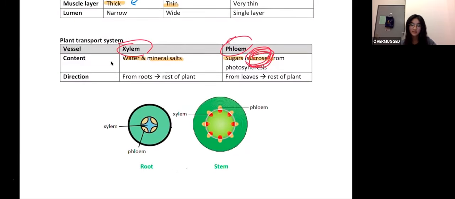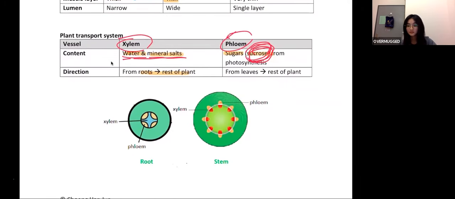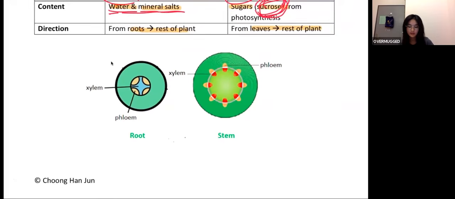Then direction. Xylem, obviously, because you take it from the roots, so the water and mineral salts move from the roots to the rest of the plant. Then for phloem, because photosynthesis happens in the leaves, all this sucrose is transported from the leaves to the rest of the plant. Why is it important? You need to know which is which when there's a cross section.